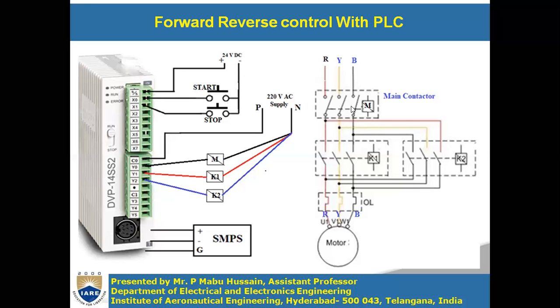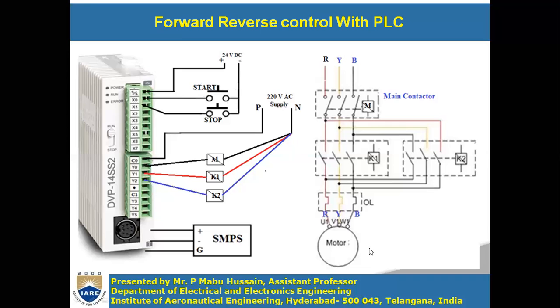This main contactor coil and the forward contactor coil, these two have to get the power supply of 220 volts, so that these four poles will close and the RYB phase three-phase supply will get to the motor and the motor will rotate in forward direction. So whenever the main contactor and forward contactor, these two are on, the motor will rotate in forward direction.